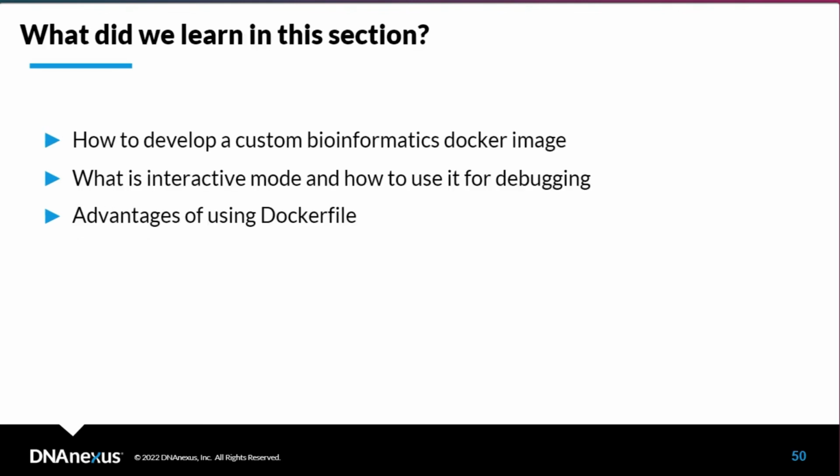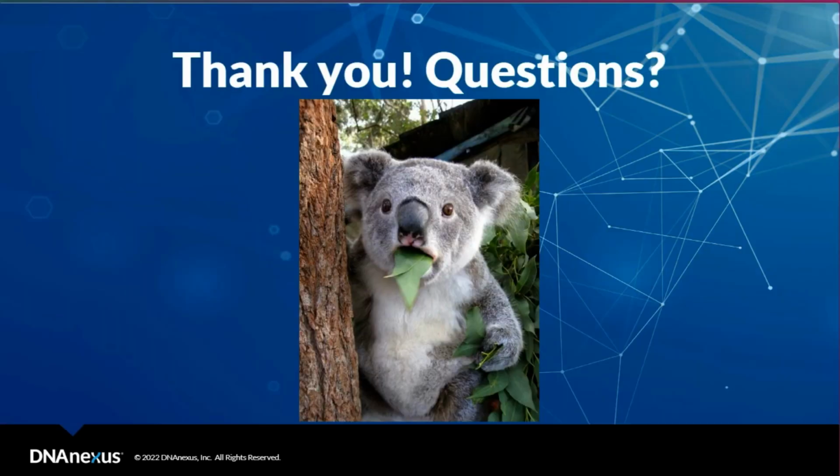So what we did in this section: we tried to explain how to develop a custom bioinformatics Docker image. We also looked into what interactive mode is, how you can access it, and how you can use it for debugging with a combination of dx ssh and dx watch. And then we also mentioned potential advantages of using a Dockerfile. So yeah, this was the last slide. We can now continue with the questions, and thank you all for your attention.